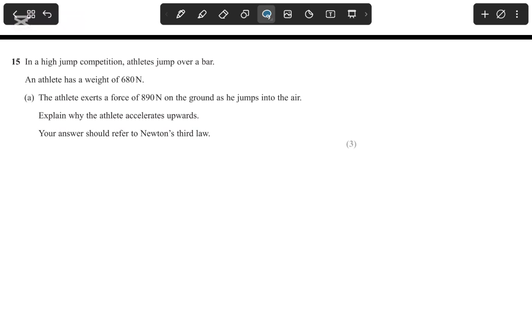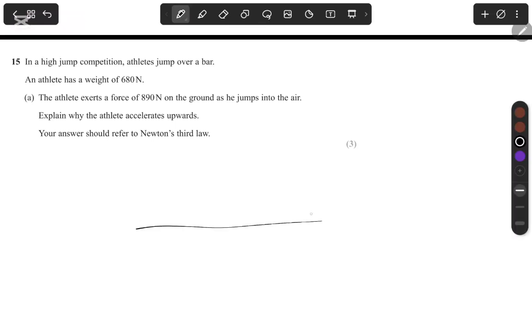Okay, so question number 15 says, in a high jump competition, athletes jump over a bar. An athlete has a weight of 680 newtons. The athlete exerts a force of 890 newtons on the ground as he jumps into the air. Explain why the athlete accelerates upwards. The answer should refer to Newton's third law.